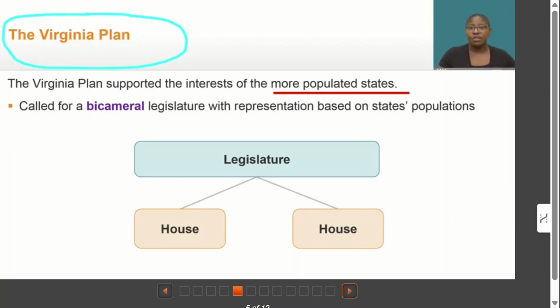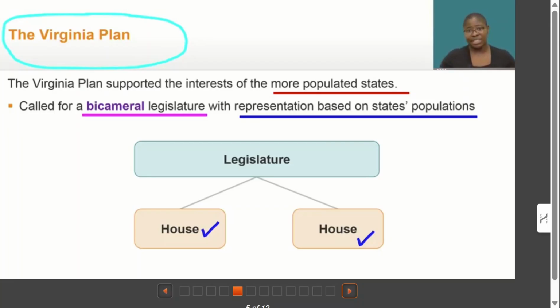The plan called for a bicameral legislature with representation based on states' populations. You might recall that bicameral means having two parts. This meant that the federal legislature, which makes the laws, would have two houses. Both houses would be filled with members elected in each state, and each state would have members determined by their population. This is called proportional representation.